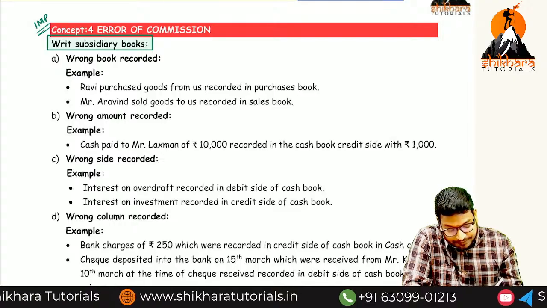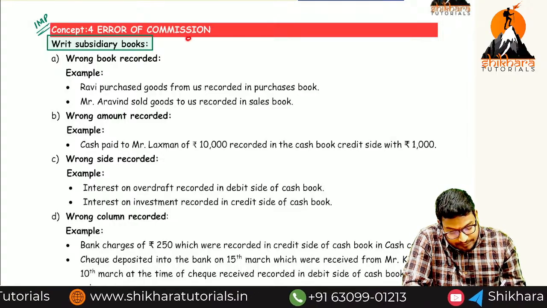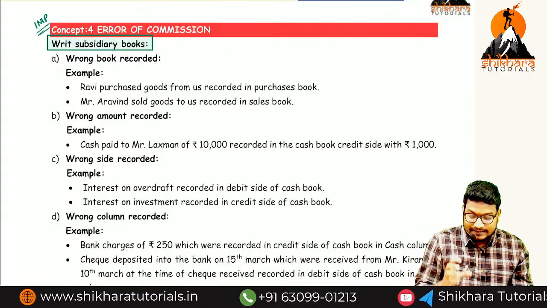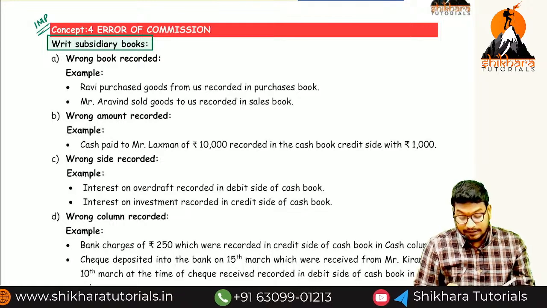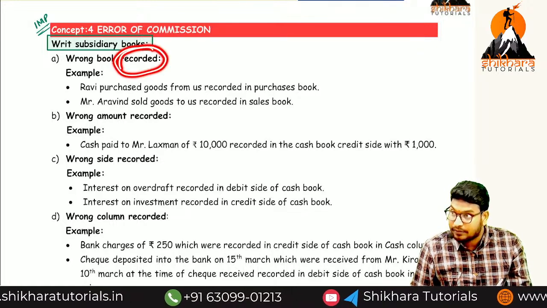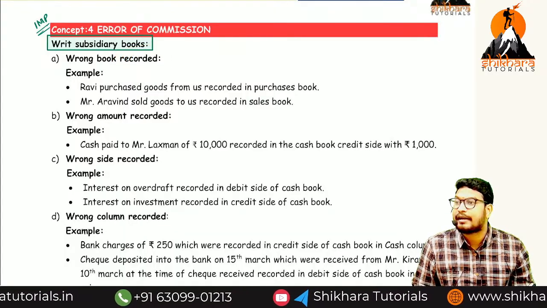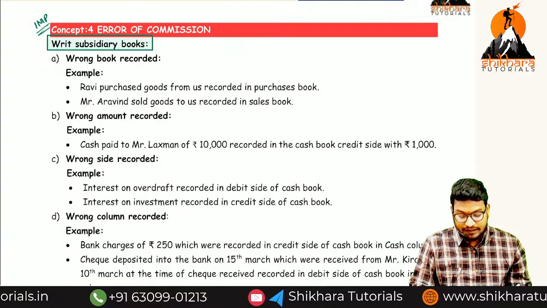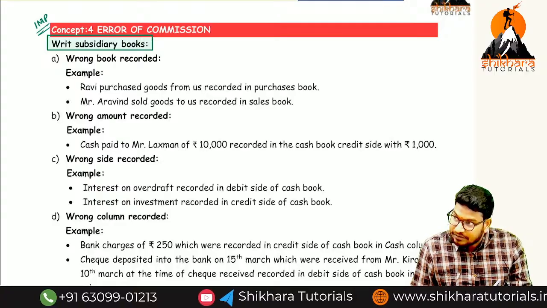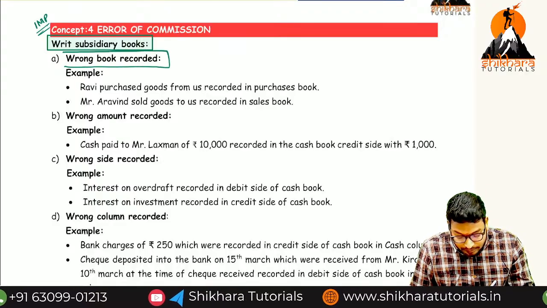What is the first one? Error of commission with respect to subsidiary books. To understand that this is an error incurred in the subsidiary books, they will give the word "recorded". Recorded means happening at the time of journal. Posting means happening at the time of ledger. In this error of commission with respect to subsidiary books, the first type of error is called what? Wrong book recorded.